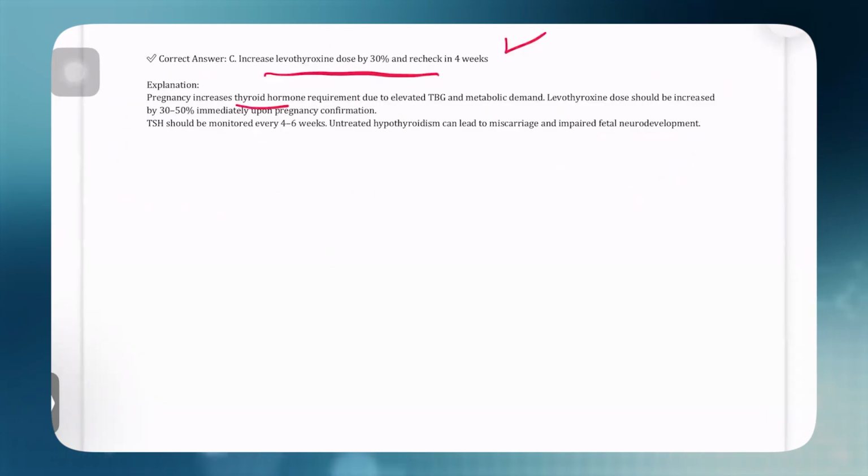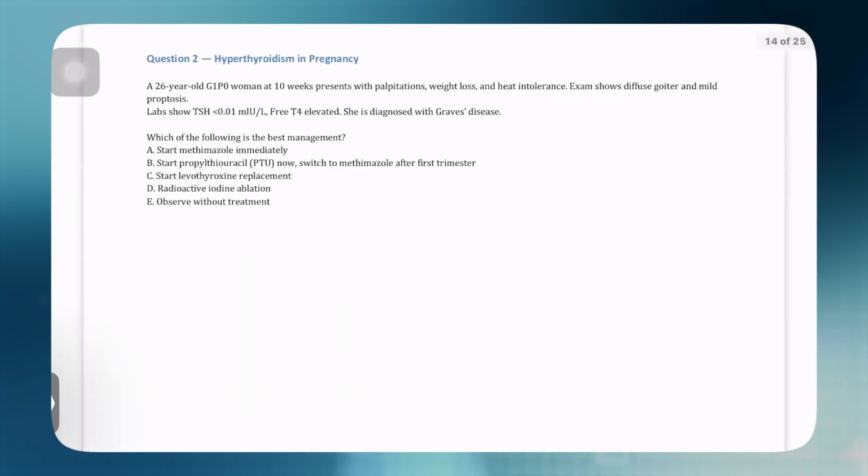Pregnancy increases thyroid hormone requirement due to elevated TBG and metabolic demand. Thyroxine dose should be increased by 30 to 50% immediately. Monitor every 4 to 6 weeks. Untreated hypothyroidism can lead to miscarriage and impaired fetal neurodevelopment.